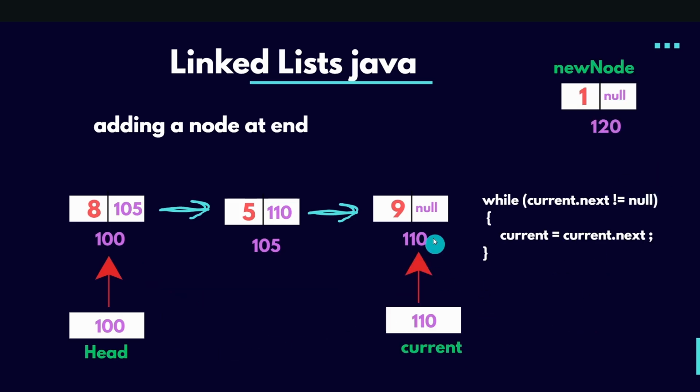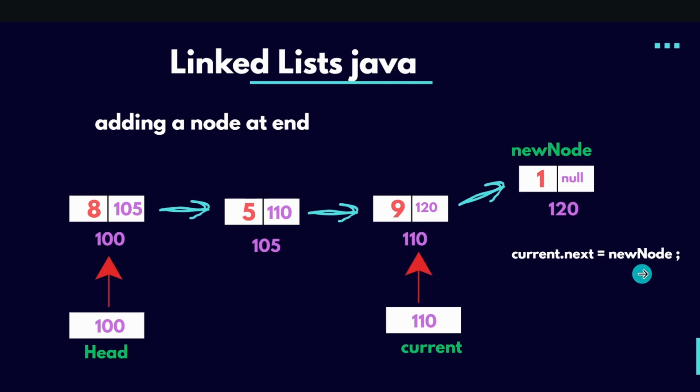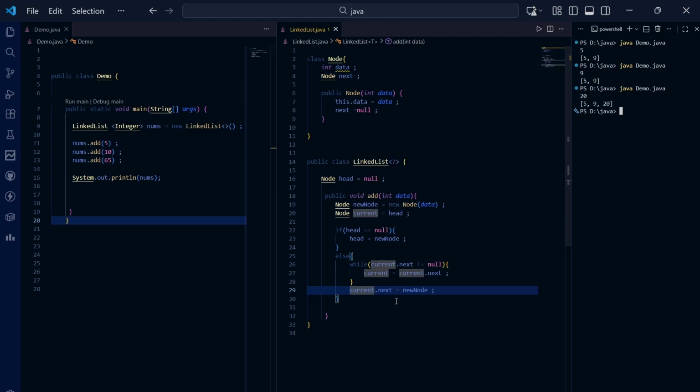After traversing, you are checking current dot next not equal to null. Here it is null, so we come out of this loop. After that, we are able to join the new node with this statement: current dot next pointing to the new node. This is how you can add the node at the end here. We need to print all this stuff, all these additions.